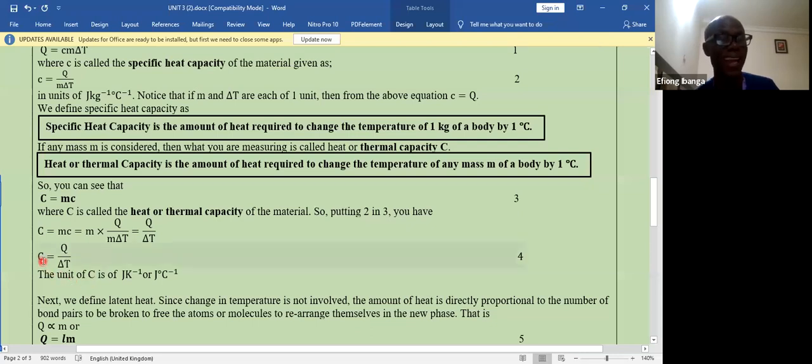Now your book uses H, all right? I've used capital C for thermal or heat capacity, and I've used small c for my specific heat capacity. So take note of what I have done there, all right? So, and then the unit should be joule per Kelvin or joule per degree Celsius, okay? Since there is no mass. In the other one, you notice you had the unit of mass here, which is per kilogram, and the unit of temperature per degree Celsius. I hope you understand this.